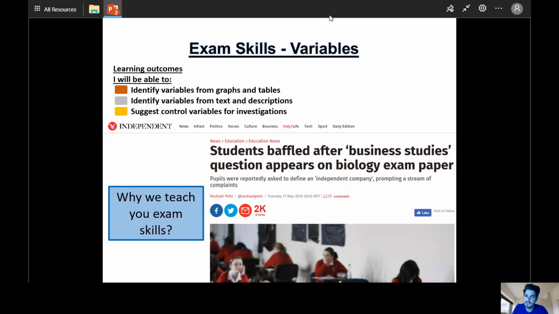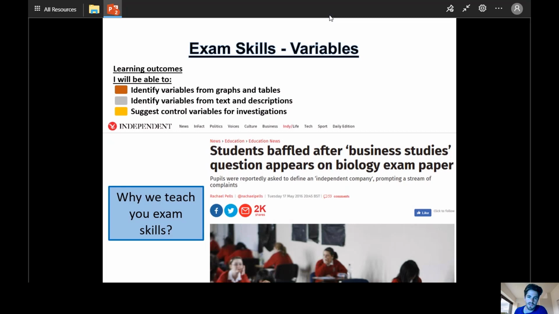Now, why do we actually do this? Why do we teach you exam skills? Especially since you don't have exams this year. Well, understanding variables is going to help you all throughout the rest of your career, whether you're doing an apprenticeship or whether you're doing A-levels next year, whatever it is that you're doing. It really, really helps to understand these variables so that you can be a knowledgeable citizen.